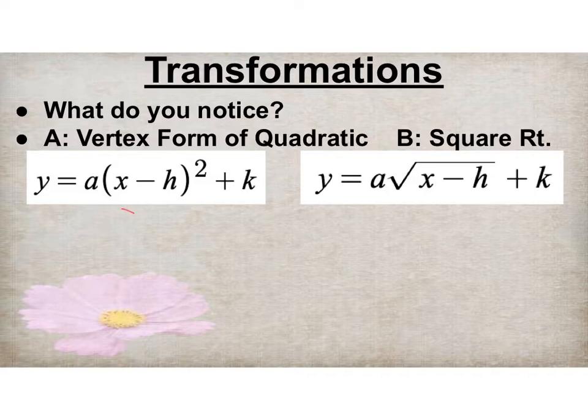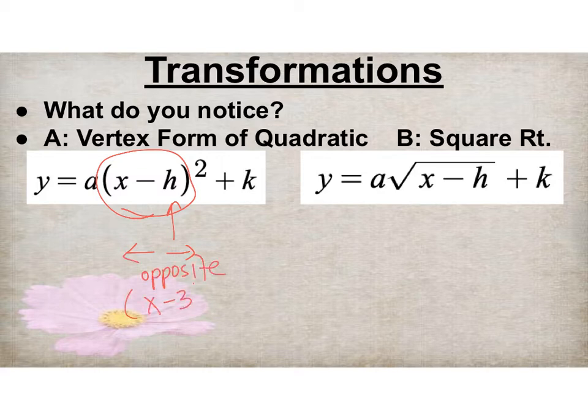So with our quadratic, when it was in with the x, the h moved it left or right, and it went opposite. So if it was x minus 3, that means it's going to go to the right 3. The same thing's going to happen with our square root. It's just a different grouping now. It's not a parentheses squared. It's a group square rooted. So h is still going to move it left or right and opposite.